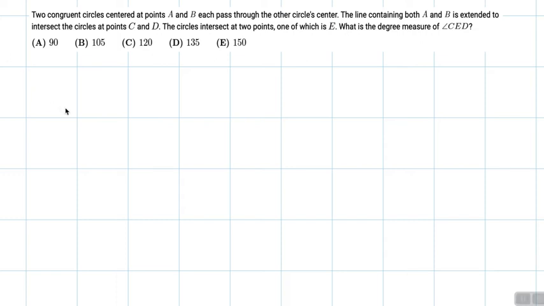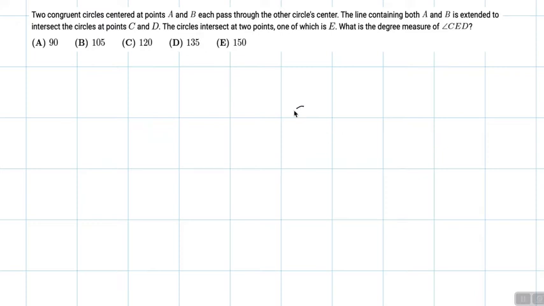Two congruent circles centered at points A and B each pass through the other circle's center. The line containing both A and B is extended to intersect the circles at points C and D. The circles intersect at 2 points, one of which is E. What is the degree measure of CED?